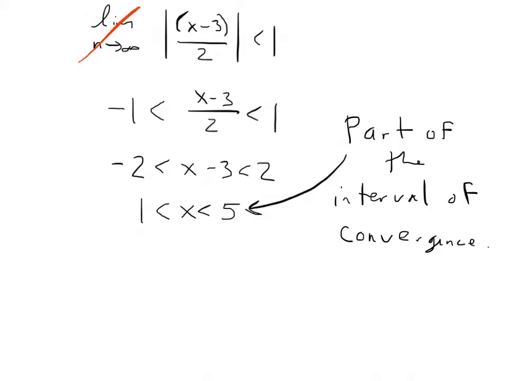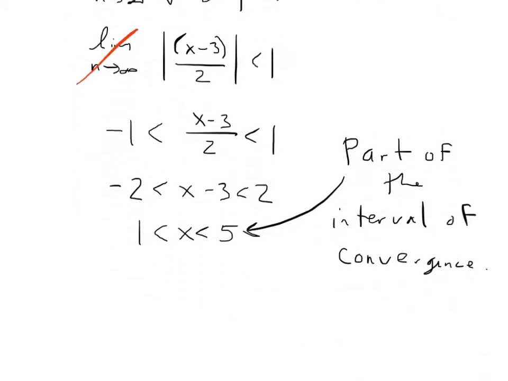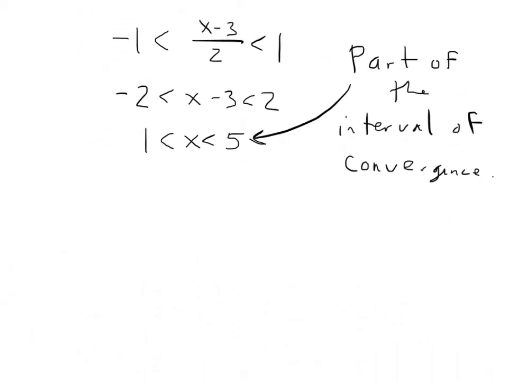The thing I wanted to mention was, take a look at the original series. What was the center of this original series? Notice that it was centered at positive 3. Now look at your interval of convergence. Notice that 3 is the center in the middle between 1 and 5. So, recap what we've done. You take your series, you apply a test. Applying that test finds you the majority of the interval of convergence.